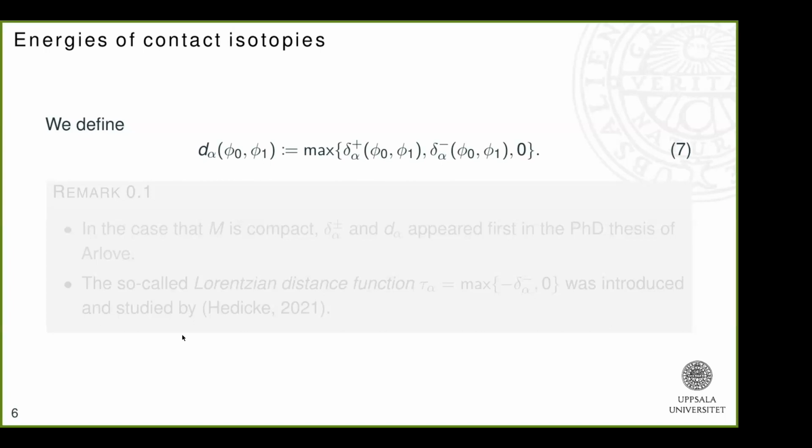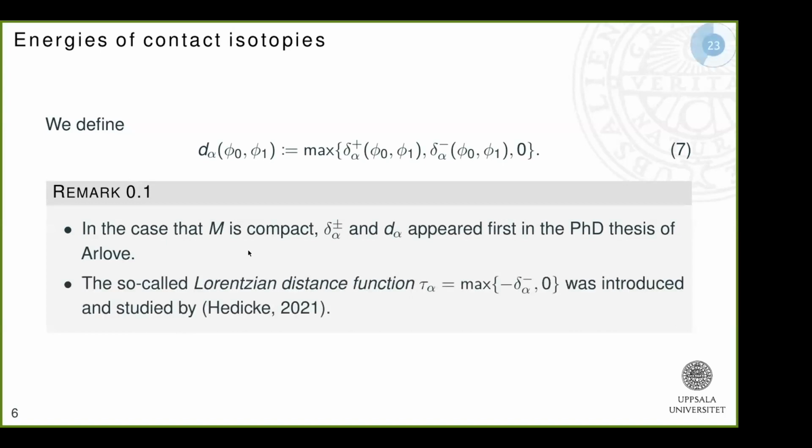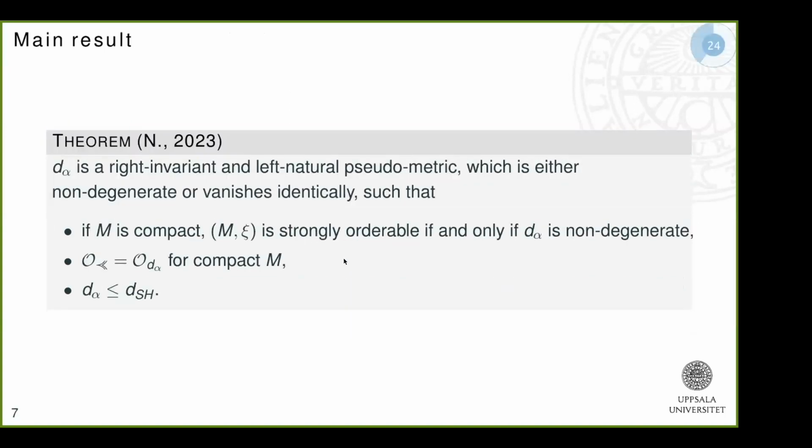Before stating the main result about this pseudometric, I want to remark that in the case of compact M, the definition of delta plus/minus and the alpha appeared first in the PhD thesis of Louvre. And if we define alpha as the maximum of minus delta minus and 0, then this was introduced under the name Lorentz distance function by Hedicke, and he also proved several properties of this Lorentz distance function.